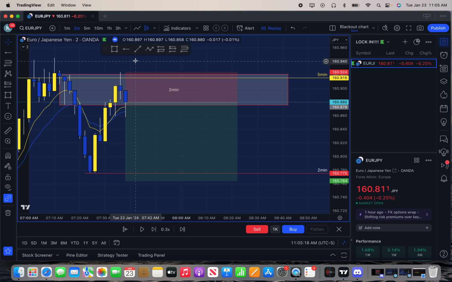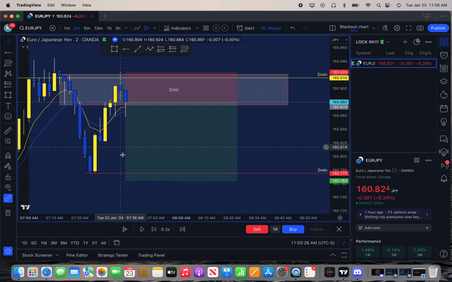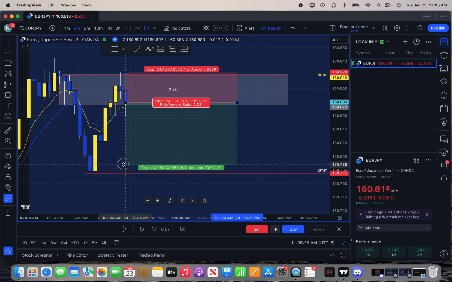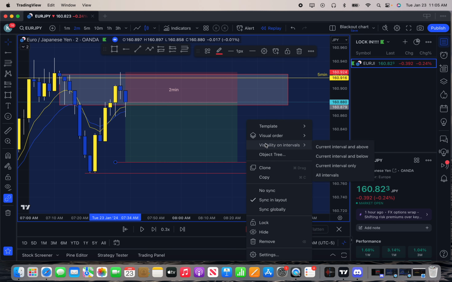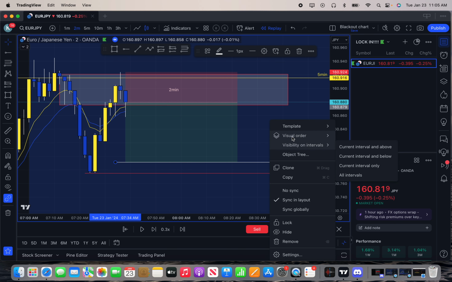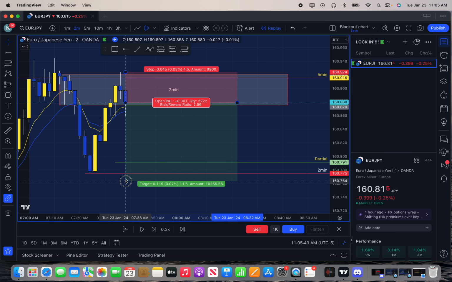So the first thing I want to do is identify my 75% level, which would be about 8.6. We'll just do 8.7. Partial. And then go back to the 11.5.